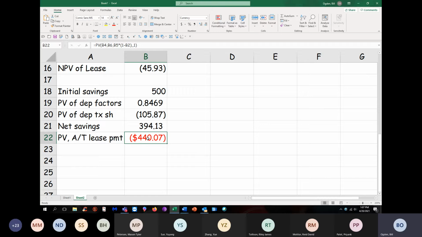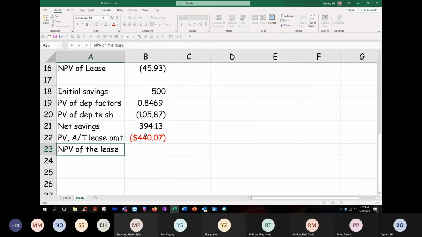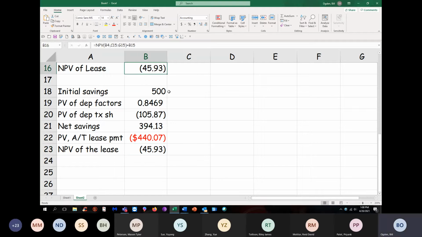And we get 440.07. So the NPV of the lease is the sum of these two. Let's sum these. And have we seen that number before? Oh, look at that. Exactly the same.